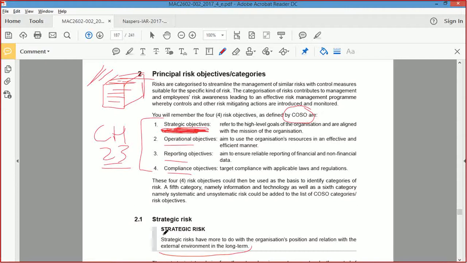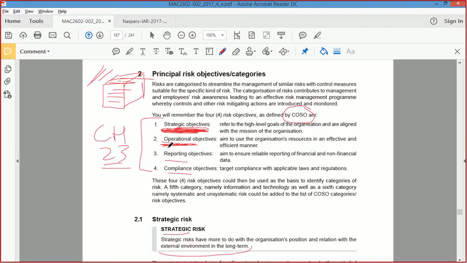So let's talk about the first, strategic risk. Remember, it's strategic, meaning it relates to that pillar. Do you agree? Yes, sir. So a strategic risk is described as one that has more to do with the organization's position and relation to the external environment in the long term. Because strategy is looking in the future, not now. If I looked at things now, then I'm looking at operations. Does that make sense? Yes, sir.